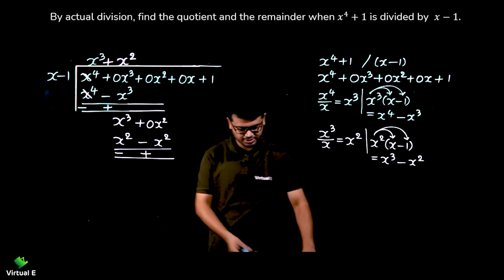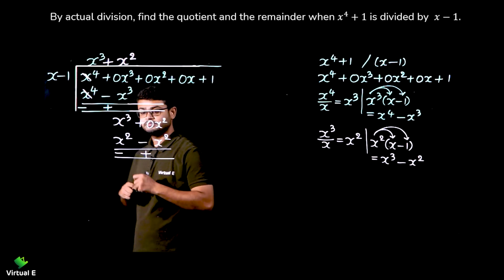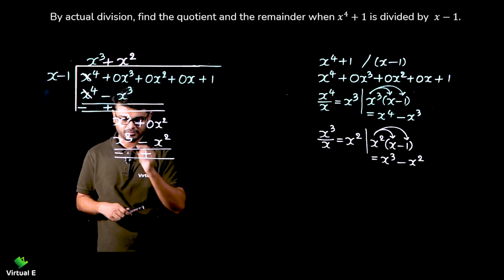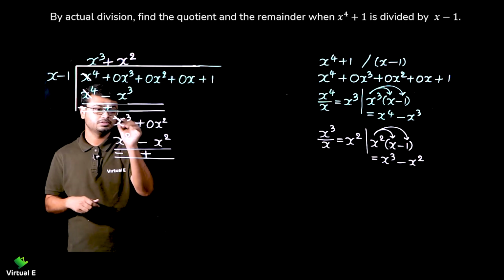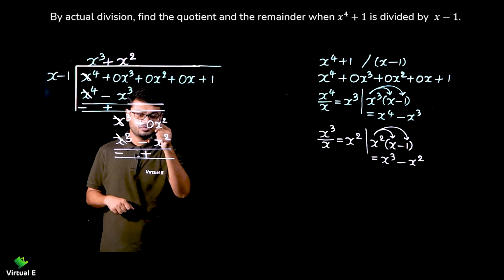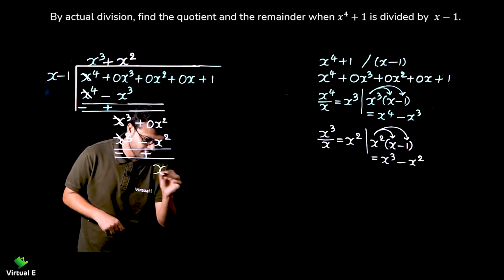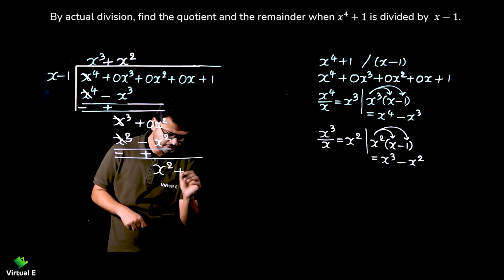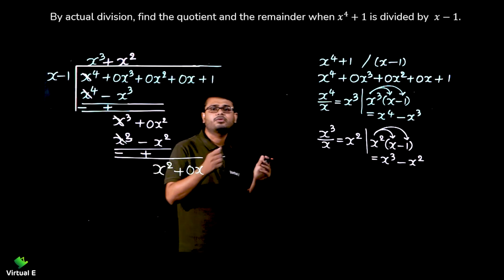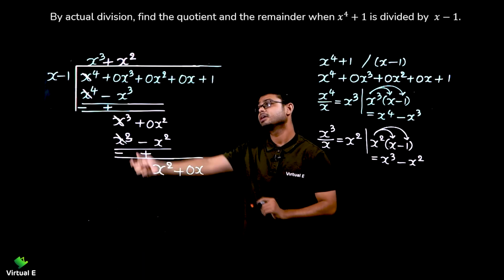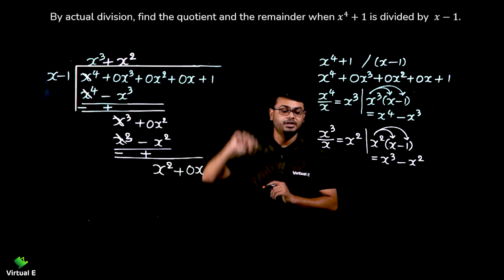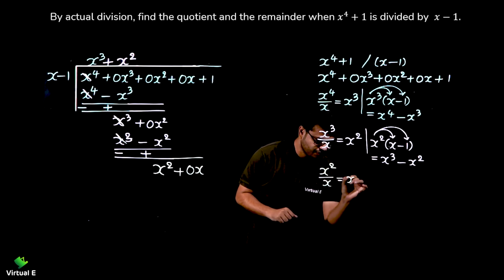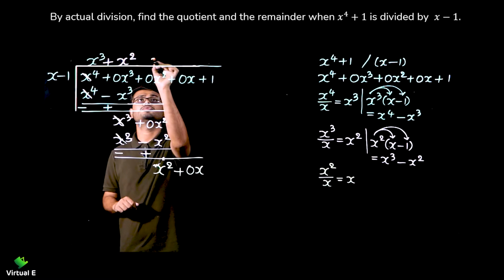Now let's do the cancellation. Sorry, here it will be x cube, not the square. Now this and this will get cancelled. 0x square and plus x square will give you only x square. Now let's bring down the plus 0x. Again we are going to repeat the same step: x square divided by x, whatever we get we'll write into the quotient. So x square divided by x will give you x. Let's write it into the quotient.